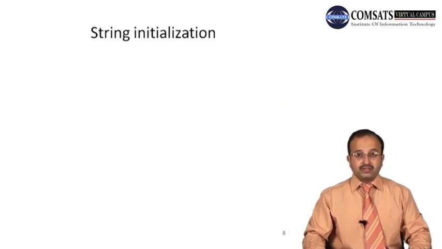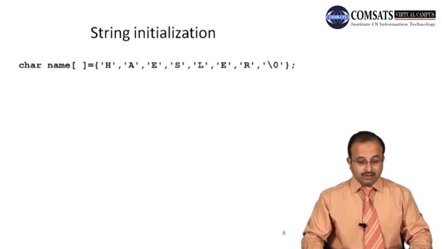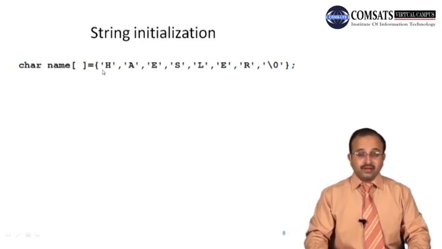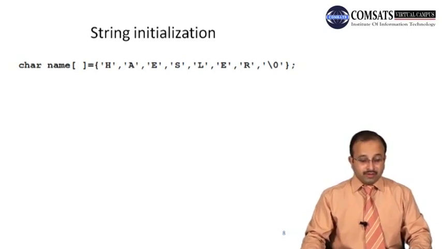Let's see how we can initialize a string. We have a string name, we have seen this string before. We can initialize a string the same way we initialize an integer or floating point array. Remember, if we have an integer array, int num with empty square brackets equals 1, 2, 3, 4 and bracket close, we write all the digits separated by commas, right? These are all integer constants 1, 2, 3 that are assigned to that integer array.